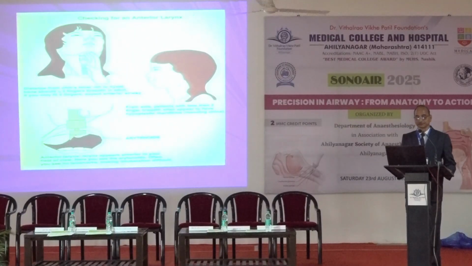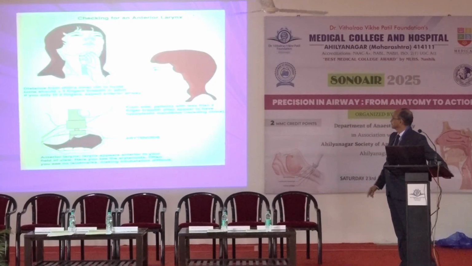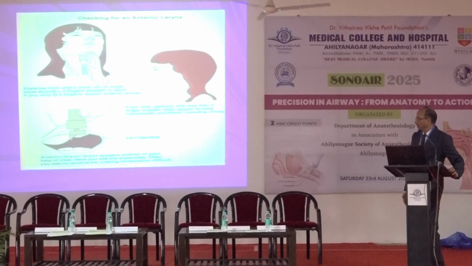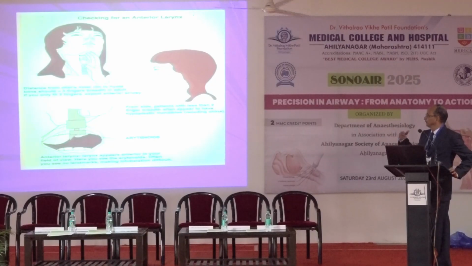Now this is showing you how you check for an airway. So initially the distance from the chin's inner rim to the hyoid bone should be around 3 finger breadths in an adult. If you can only fit 2 fingers, then you can expect an anterior airway. And from the side, patients with less than 2 finger breadths often appear to have a hypoplastic mandible, that is a receding chin.